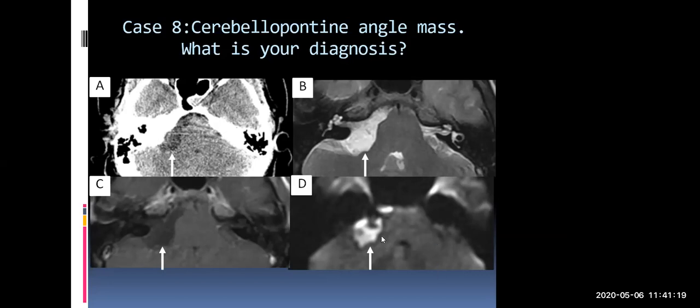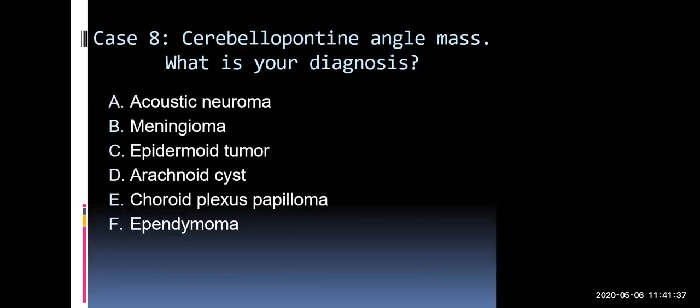Now, this is the key image which you're looking at here. This is a diffusion weighted image. In particular, this is a non-echoplanar diffusion weighted image that you're looking at, a DWI. And the lesion is extremely bright on DWI. So the most likely diagnosis for this patient is which one of the following? Acoustic, meningioma, epidermoid, arachnoid cyst, choroid plexus papilloma, or ependymoma.